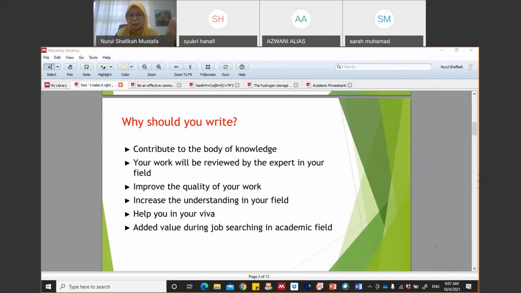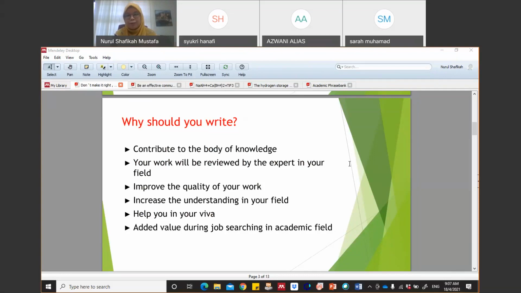So you can see which part you can improve, and it can also help you in your viva. Once your paper is published, it means your result has already been reviewed by experts, so you will have a stronger, lagi kukuh, result when you go into your viva.